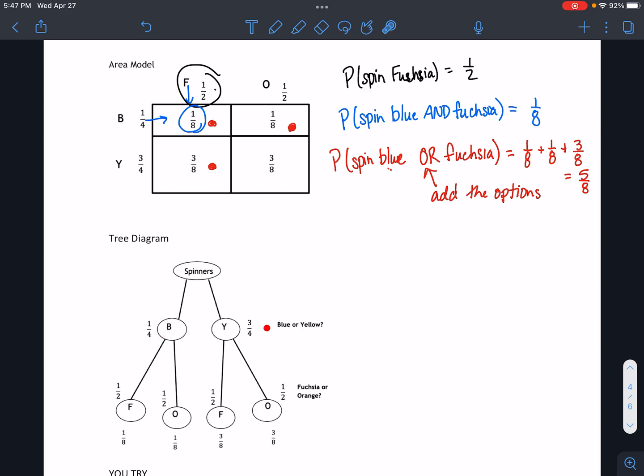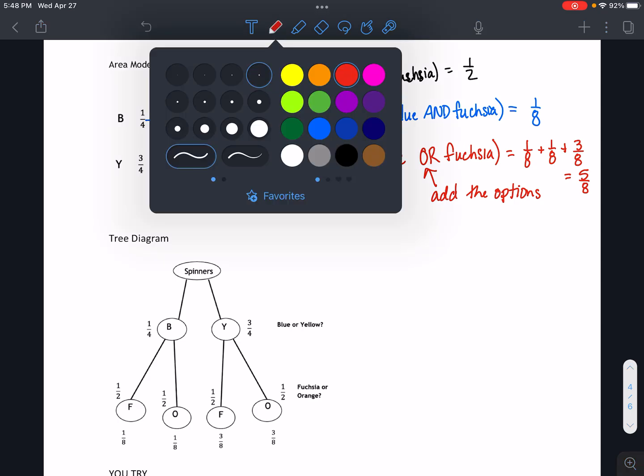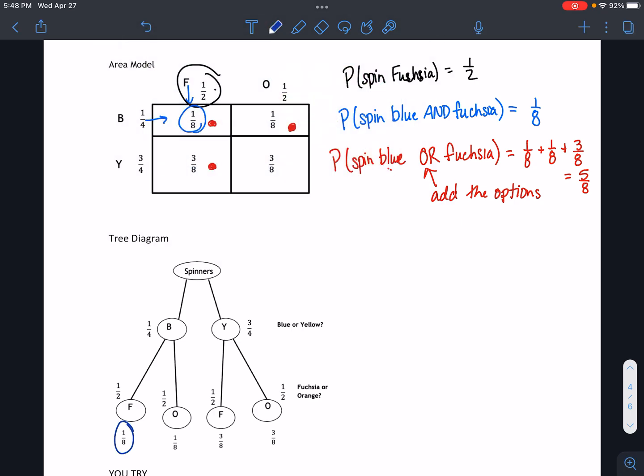As well, the probabilities that are on the outside, you'll notice, are the same as the ones that are on the outside of the area model, to represent the likelihood of each individual event. At the bottom of the tree diagram, we multiply our way down to get to these bottom values. So this bottom value down here came from reading down this branch, 1/4 times 1/2, just like we multiplied inside of that area model table.